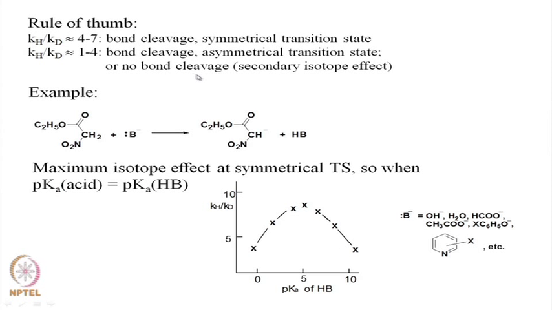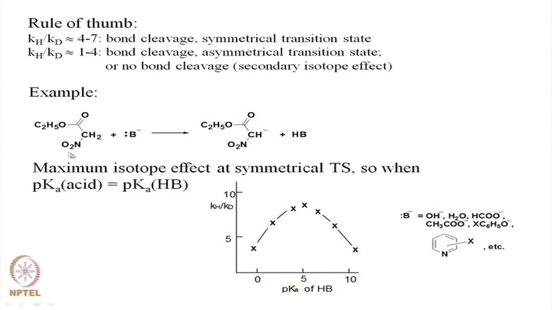Or, in that case, no real bond cleavage, it is called the secondary isotope effect. That is, at the reaction center, no bond cleavage, but you may expect a difference in rate for hydrogen and for deuterium. So it is called a secondary kinetic isotope effect, not the primary one. As an example, we can have this molecule, which when reacting with base produces HB. Now, maximum isotope effect occurs at the symmetrical transition state. So when the pKa of the acid and the pKa of HB are close or identical, that means the hydrogen will have equal probability to be with this B or to be with the starting product.